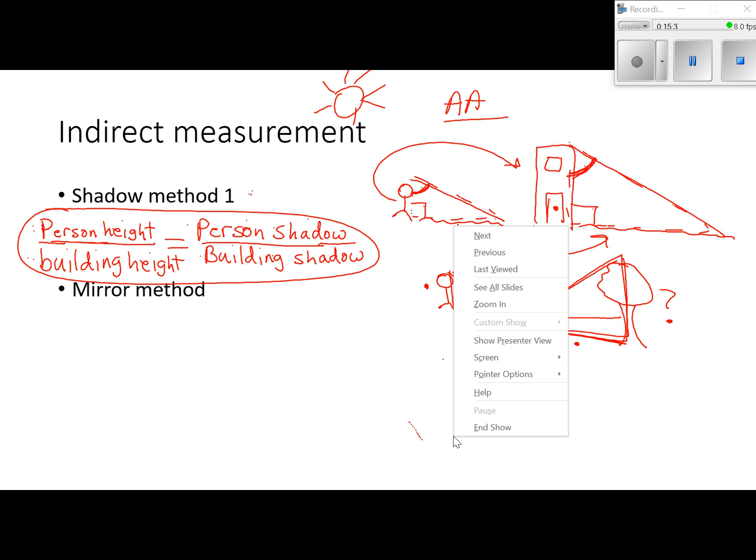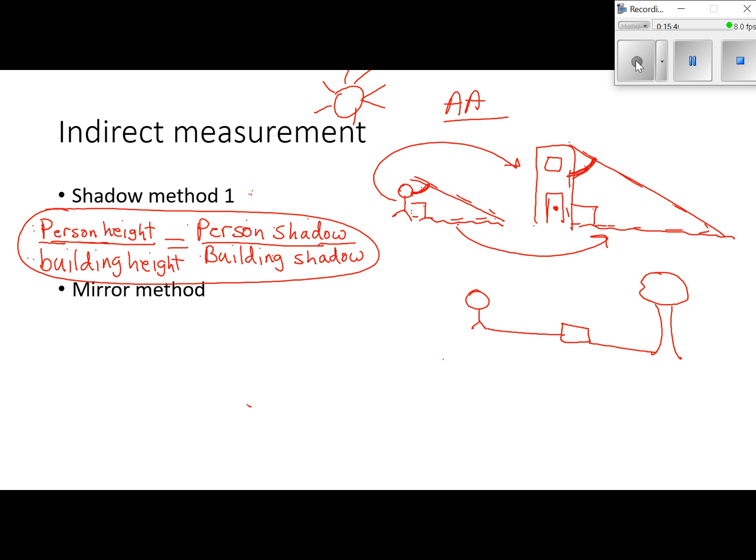Let's see if I can't make a little better drawing here. So you've got the person, and the mirror is in the middle here. We can measure the height of the person. We can measure the distance the person is from the mirror. We can measure the distance the person is from the tree. The thing we don't want to do is try to climb up the tree and measure how tall the tree actually is by dropping a tape measure down there. So we can do this, and this is why it's called indirect measurement, because we're measuring it, but we're not doing it directly.